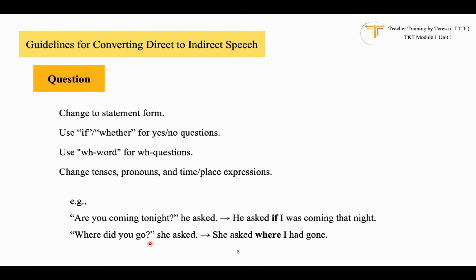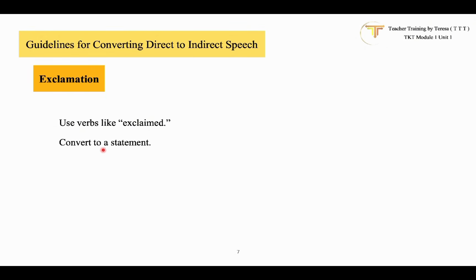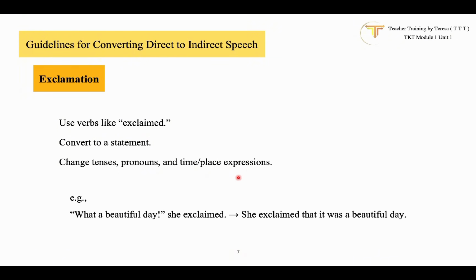"Where did you go?" she asked. She asked where I had gone. Exclamation. Use verbs like exclaimed. Convert to a statement. Change tenses, pronouns, and time and place expressions. "What a beautiful day!" she exclaimed. She exclaimed that it was a beautiful day.